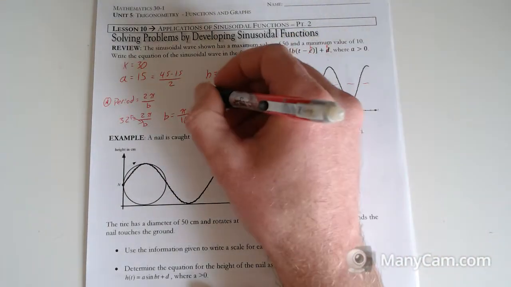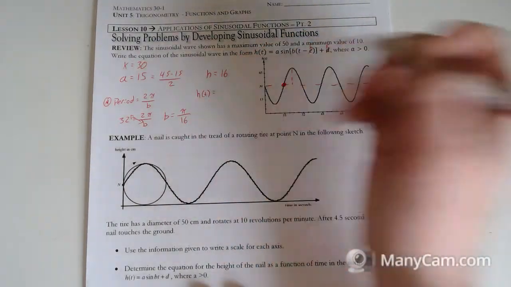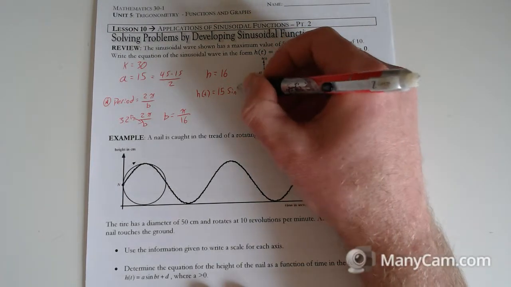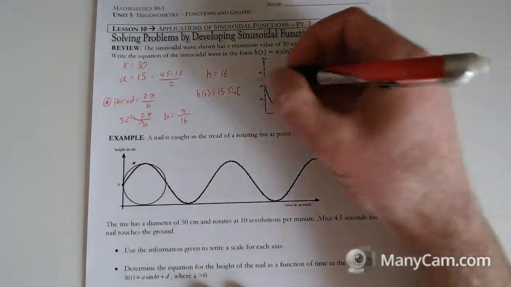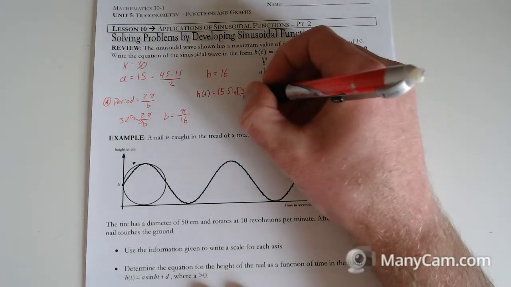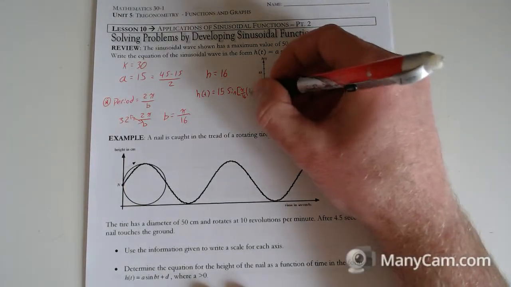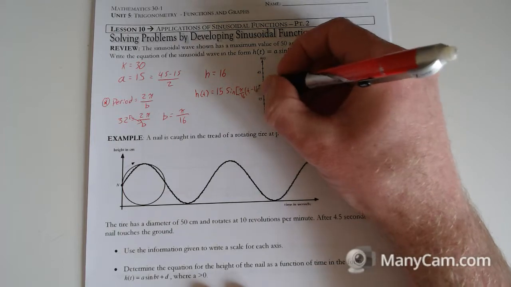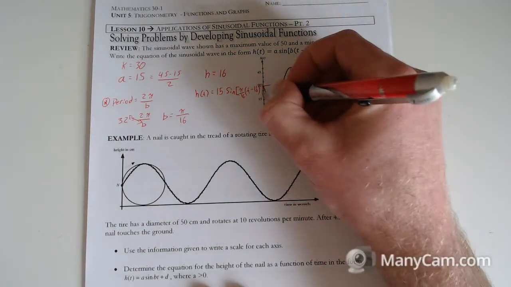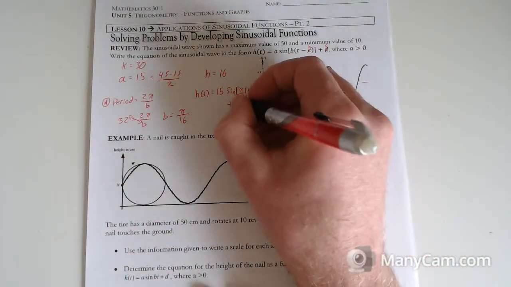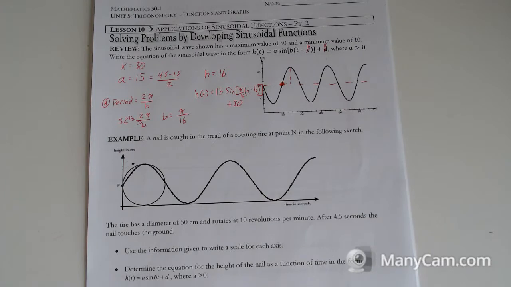So this would be h of t is equal to 15 times sine of pi over 16. Make sure your b value is a common factor. And then we have our t minus 16. Don't forget the minus in there as well. And then we have plus 30 at the end. And that's our formula. Again, I think that's pretty fun to come up with, and it's not too hard. We're going to try a couple more.